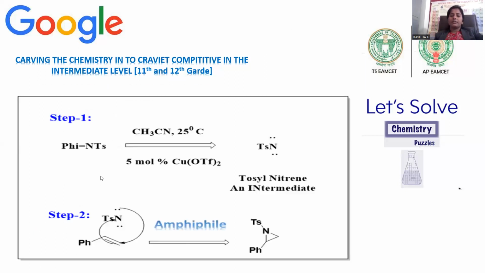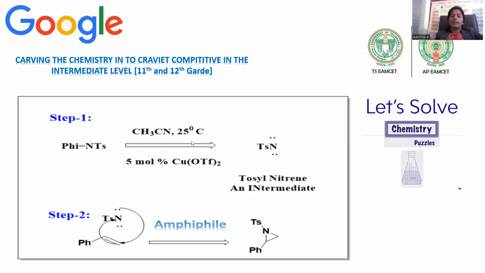I bifurcated the reaction mechanism into 2 steps. In step 1, I prepared the intermediate. The intermediate, whatever is synthesized, can react with the double bond over there. Now, the interesting reaction mechanism we will look into is where I'm taking phenyl double bond NTs. So what does this N denote? Nitrogen. Ts stands for tosyl.